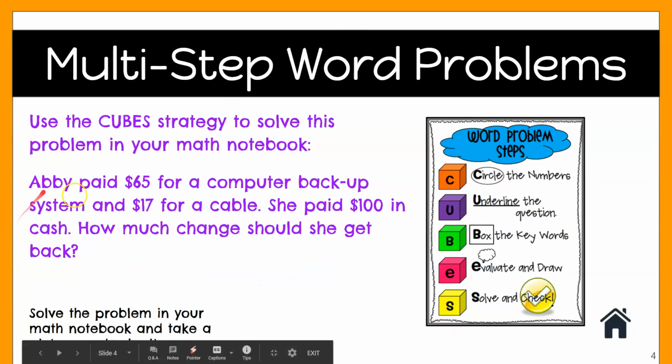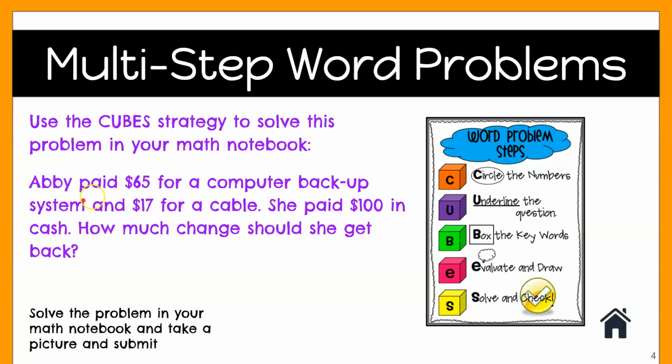The next multi-step problem is going to be: Abby paid $65 for a computer backup system and $17 for a cable. She paid $100 in cash. How much change should she get back? This is a problem having to do with money, and you probably can make a personal connection to buying something at the store and paying cash.